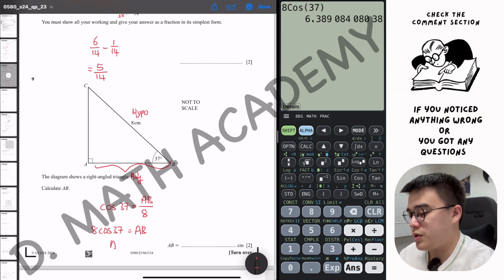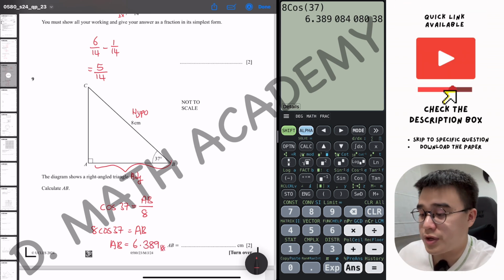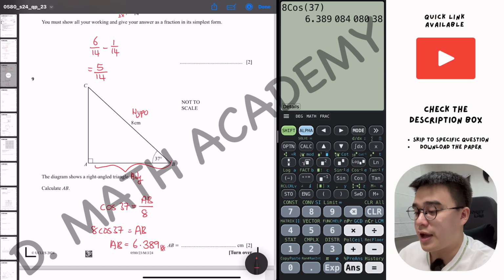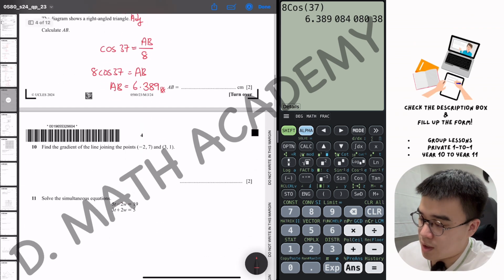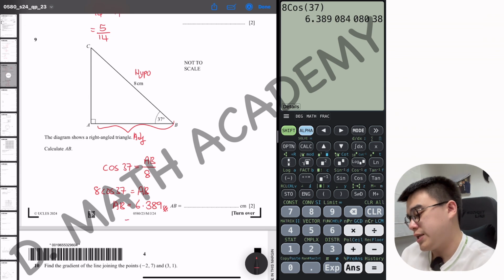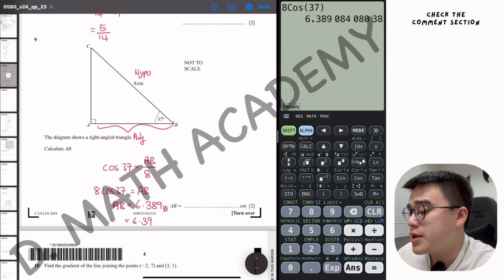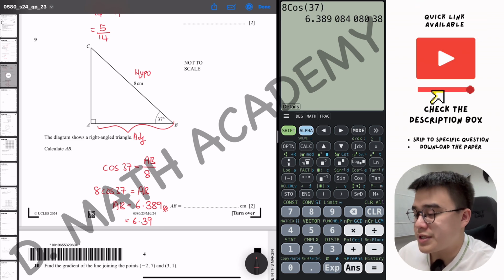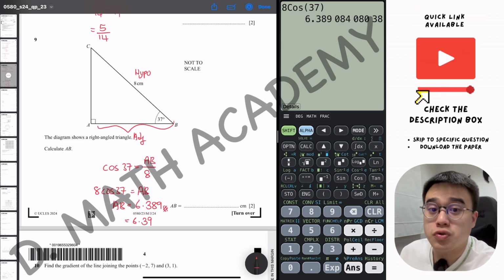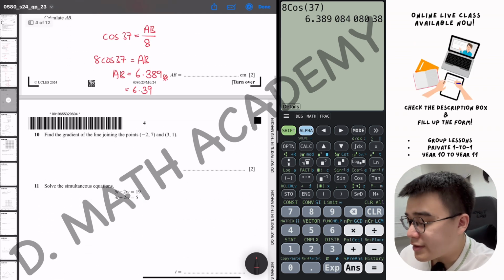The answer will be 6.389. And that's pretty much it for question 9 here. If you were to correct it to 3 significant figures, it will be 6.39. The reason is that when they don't specify, you're supposed to round it to 3 significant figures. So that's your final answer.